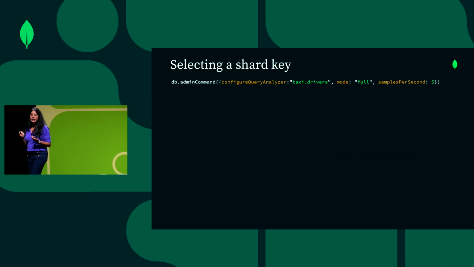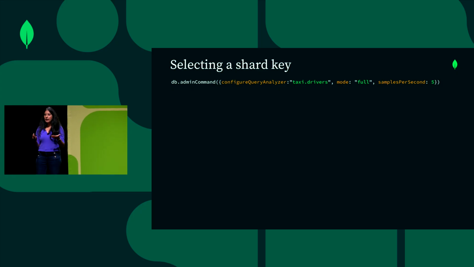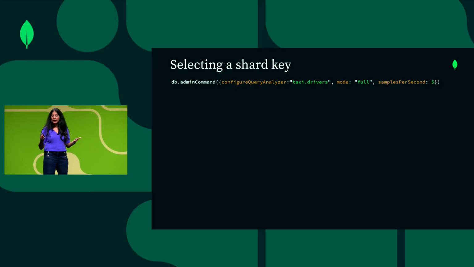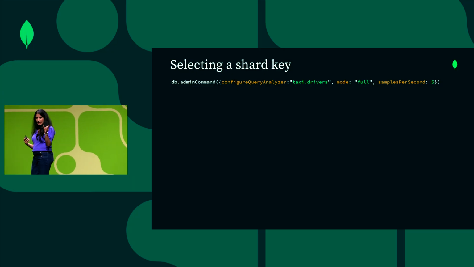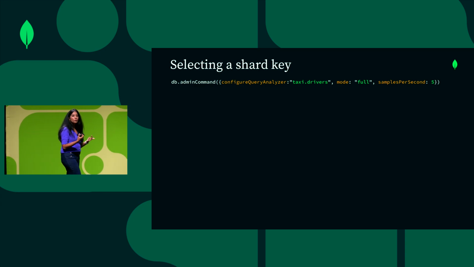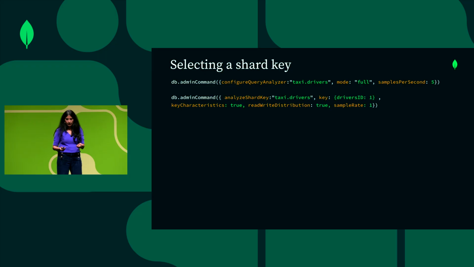So how do you go about selecting your shard key? It is heavily dependent on the queries that you have. So we made it pretty simple for you. We have a configure query analyzer command that lets you sample a bunch of queries in the background. So you run it and we'll sample 5 queries per second, for example. And we'll use the queries that we sample. We'll keep the filter of each query in mind when we're doing the analysis for the shard key.